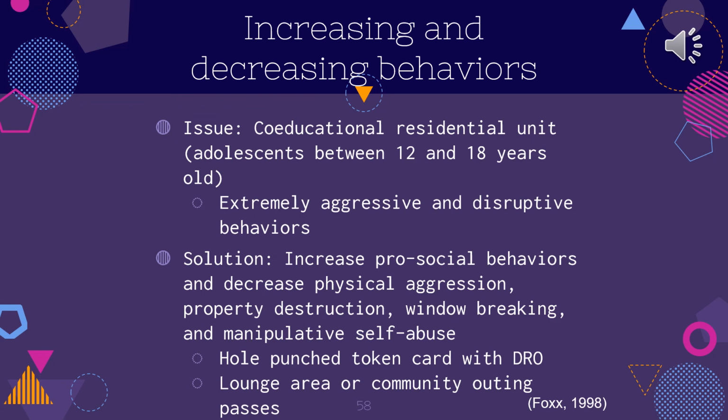of physical aggression, property destruction, window breaking, and manipulative self-abuse. They used a token economy with a hole punch token card with DRO. They differentially reinforced other behaviors. So a hole punch was provided contingent on behaviors that excluded those listed above.